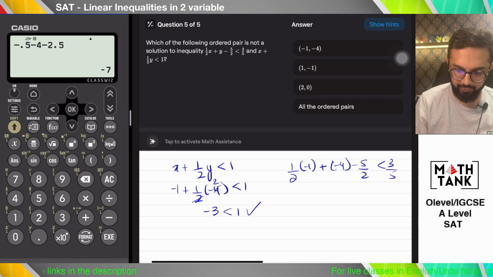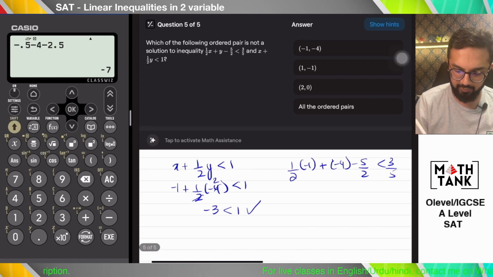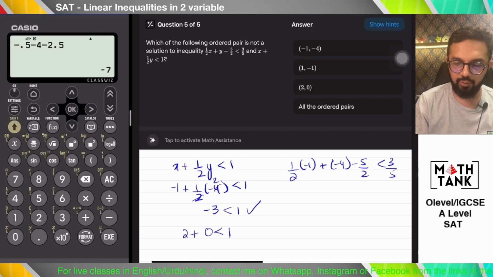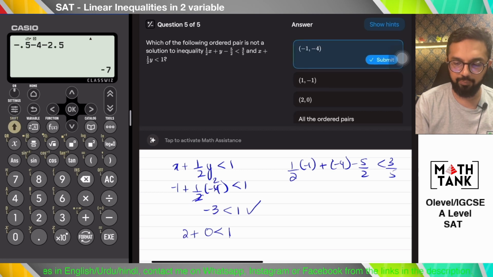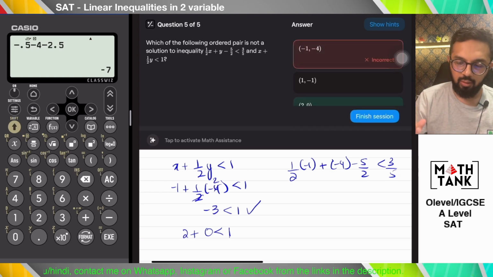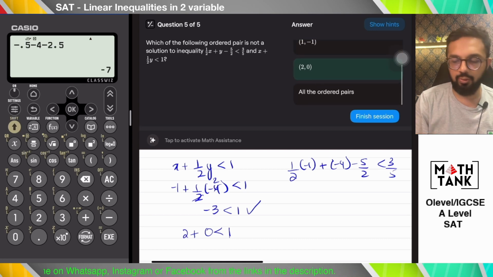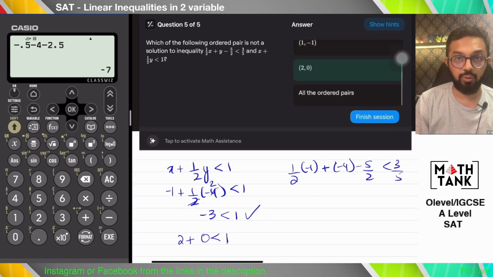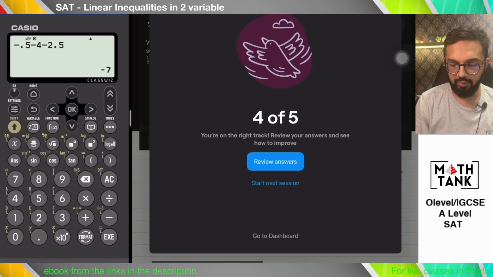Okay. So let's check 2 and 0. That's easy to check. So 2 plus 0 is less than 1. No, that's not less than 1. So there should be only one answer option, and that's this one. Which of the following is not a solution? Oh, okay, not a solution. I did not read that carefully. That's the correct answer then.